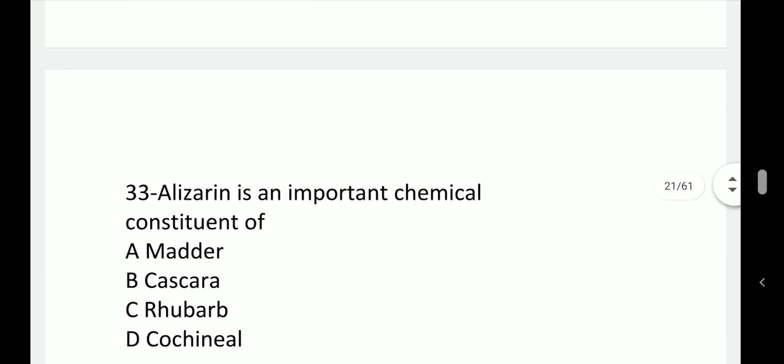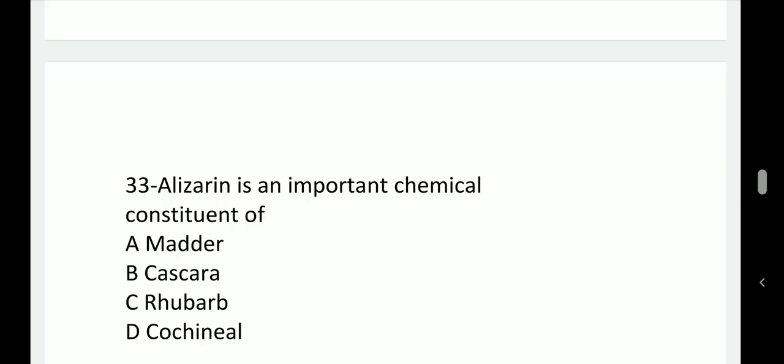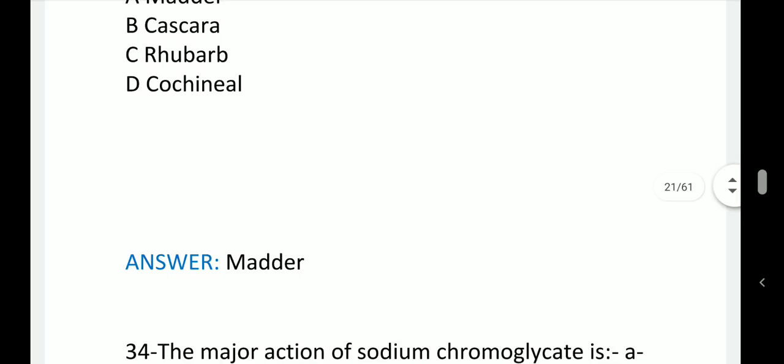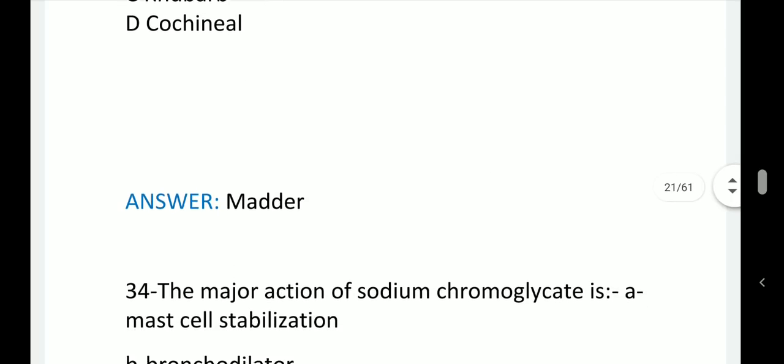Question number 33. Alizarin is an important chemical constituent of option A, Madder. Option B, Cascara. Option C, Rhubarb. Option D, Cochineal. Answer is Madder. That is option A is the correct answer.